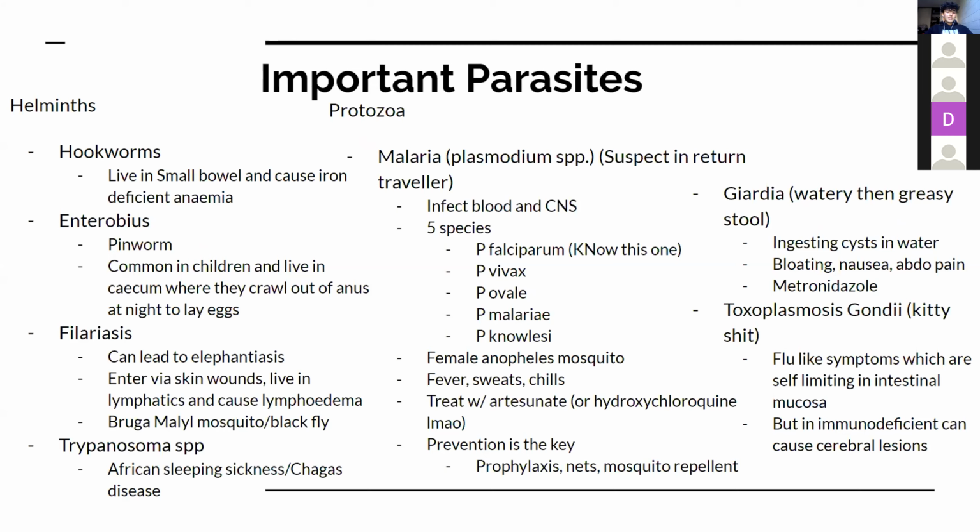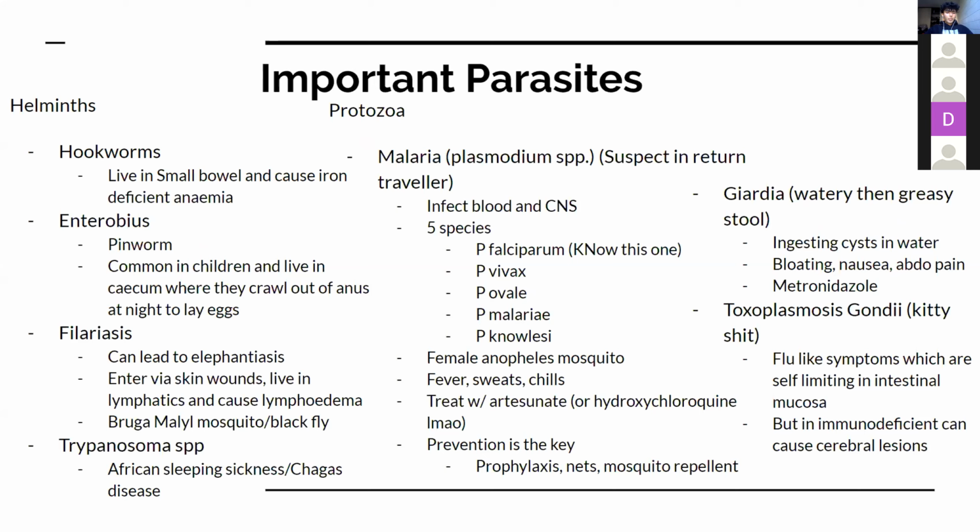Basically, they live in the cecum, and at night they crawl out of the anus to lay eggs. This is very common in children, and when kids end up sick and their parents go to clean their diaper, they sometimes see this at night, and then they freak out and say, "Oh, we need to take it to hospital," and then they'll just treat the infection.